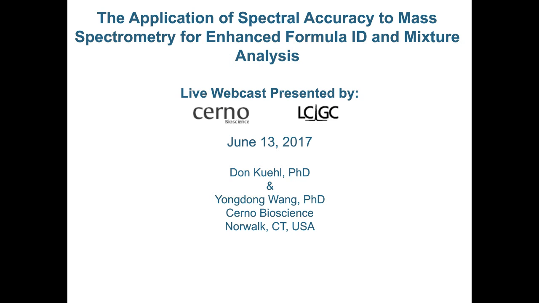Automatic gain control in the instruments helps you, but actually we found that a lot of times you want to go even lower than the vendor recommended ion concentration. And this is some work that we're going to be publishing on how to optimize these types of instruments to get, I think, some pretty exciting results in terms of unambiguous formula ID.